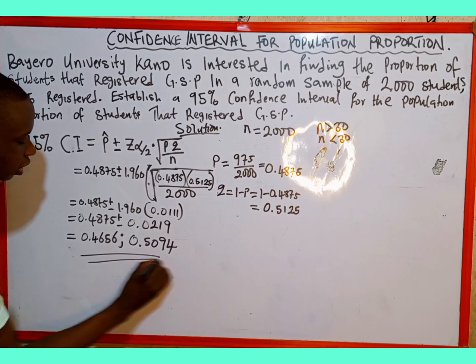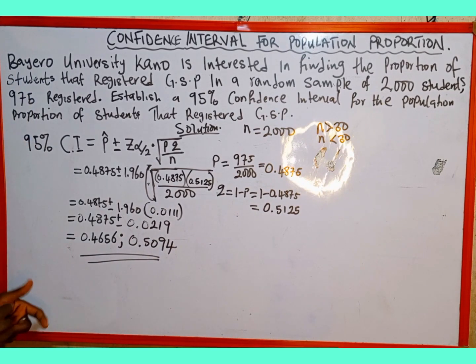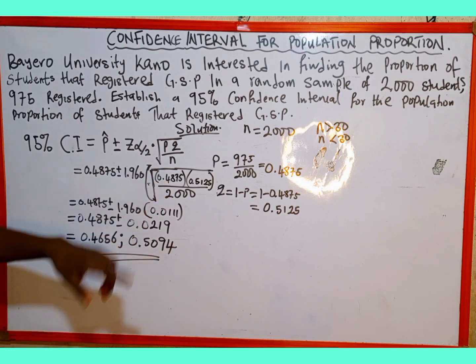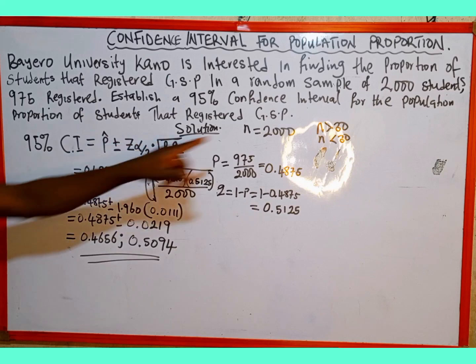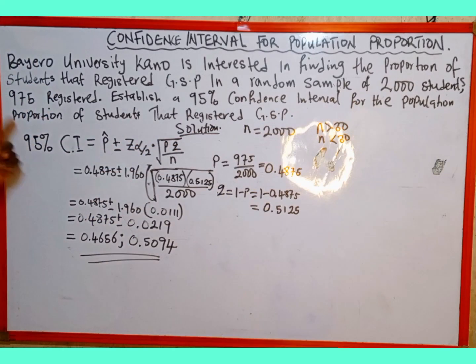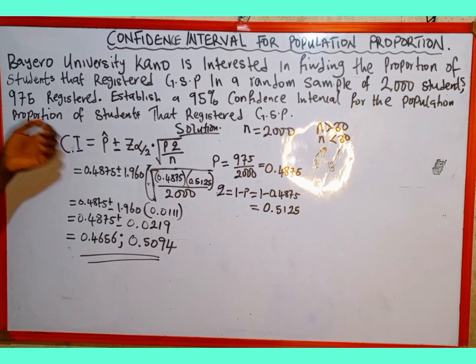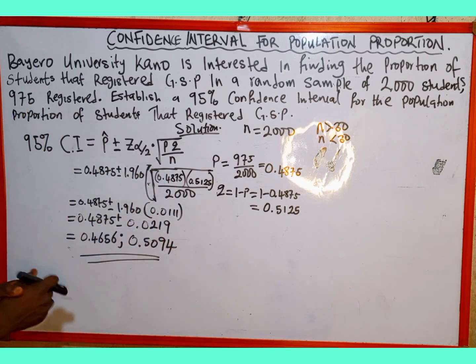So this is the establishment of the confidence interval for the random sample of 2,000 students, out of which 975 of them registered for GSP. So this is how to establish a 95% confidence interval for population proportion.